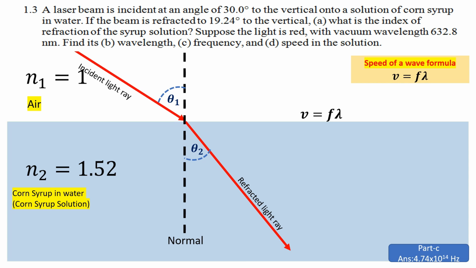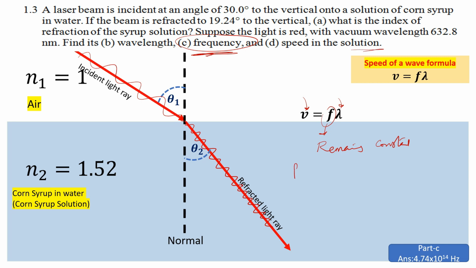Now let's calculate the last part. So that is the frequency here. We already learned that. Whenever the light is traveling from one medium to another medium, the frequency remains the same. Only what will change? The velocity will change, the lambda will change, whereas the frequency remains constant. So whatever it may, we have to find the frequency in the solution.